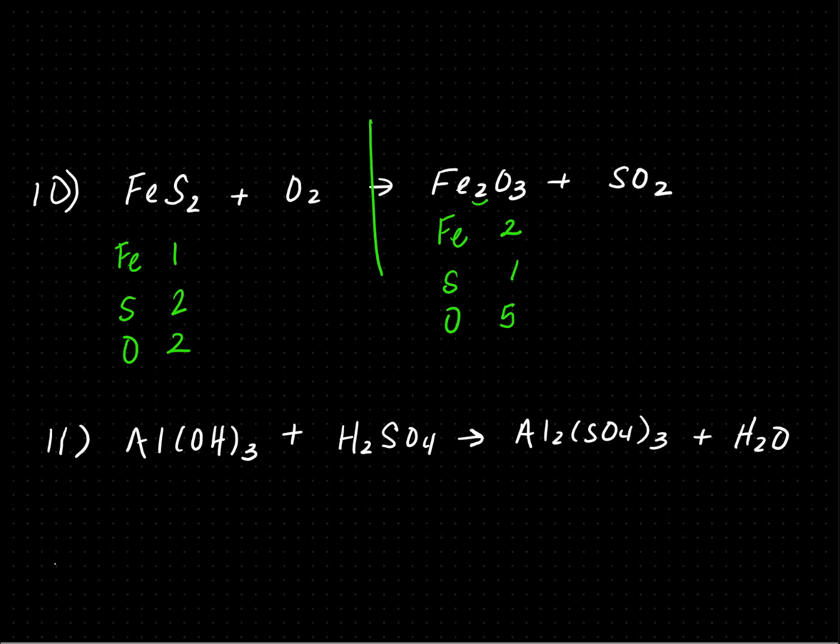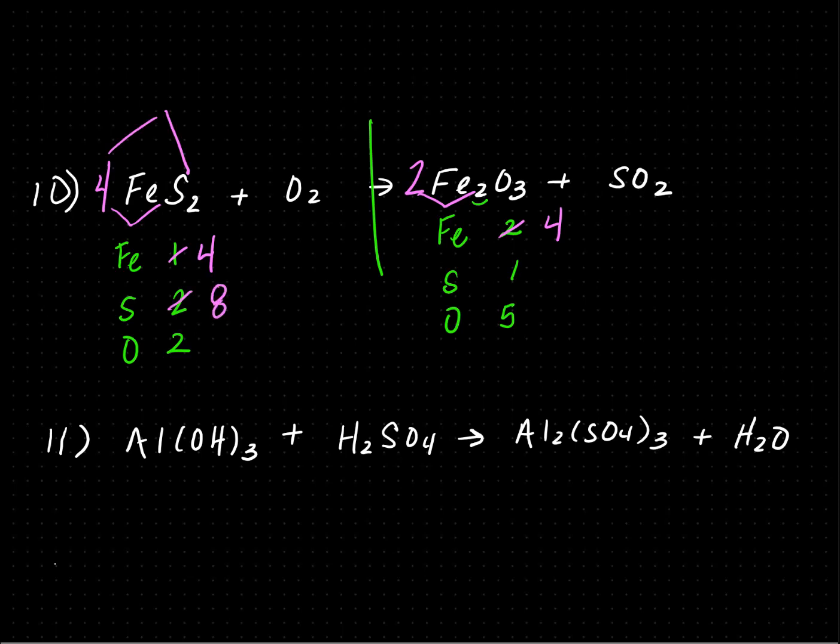To do that, after coefficient 1, to make it even, I use 2. Put a 2 as my coefficient. 2 times 2 will give me 4 irons. So I'm going to balance the irons on the opposite side again, because the iron and sulfur are combined together, which will determine how much SO2s I need. Since I have 4 irons on the product side, I need a 4 in front of FeS2. So 4 times 1 is 4. This tells you 4 times 2 is 8 sulfurs.